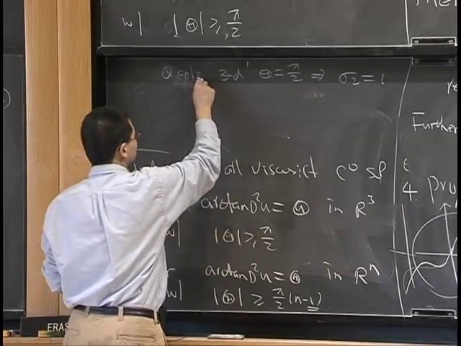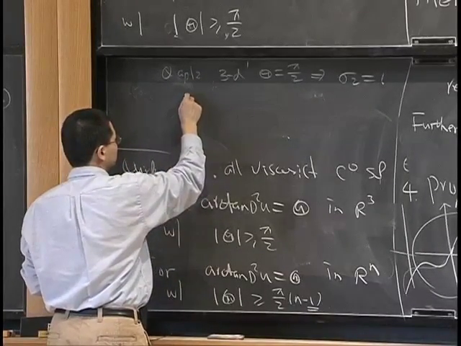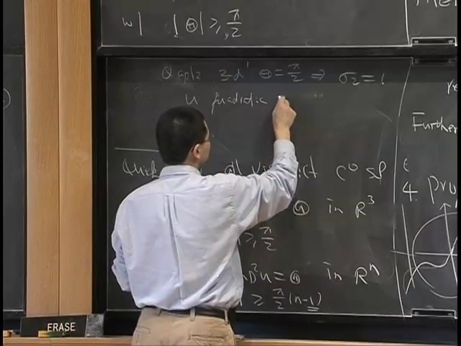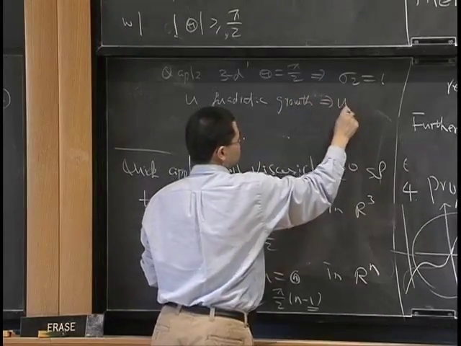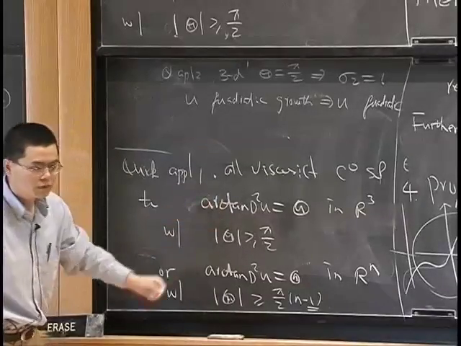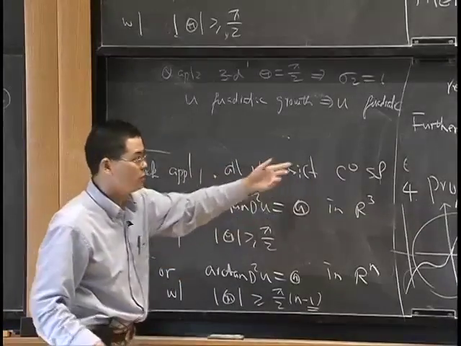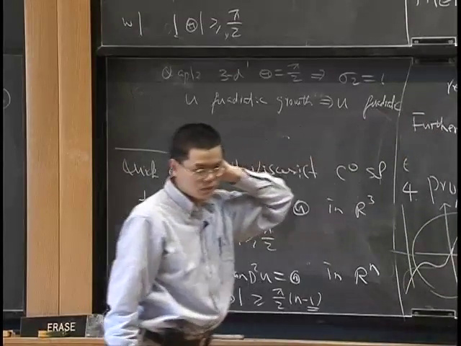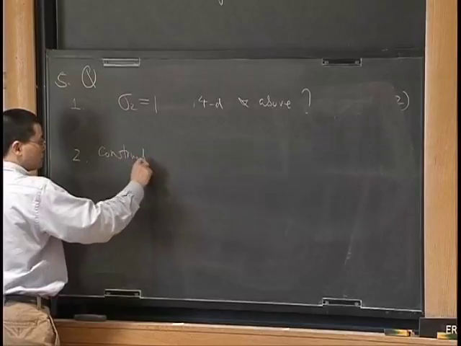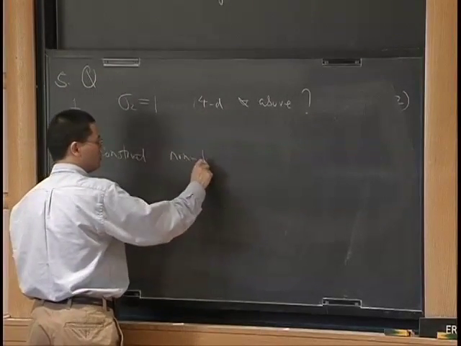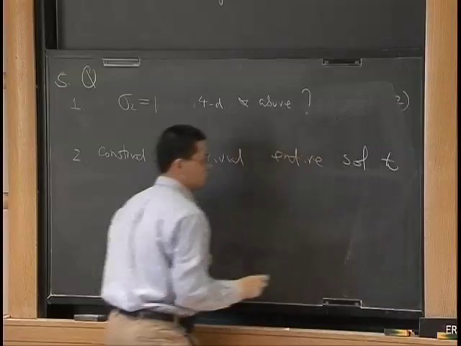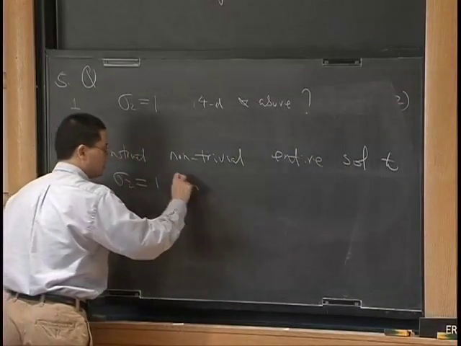Yes, so let me here put a quick application. That is, when you have U quadratic growth, now the conditions on the potential U itself, that implies U is quadratic. Yes, to answer your question, all the weak solutions, in the weak sense, are regular, meaning analytic. Okay, the second question is a construction: without those quadratic growth conditions, a non-trivial entire solution to sigma 2 equals 1 in R3.